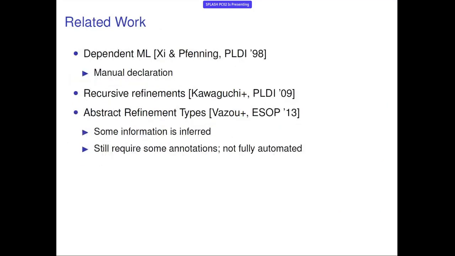Okay, so I'll explain the related work. There is a lot of research using refinement types for program verification, but initially it needed the manual declaration of full types. After that, there are some studies where some type information is inferred automatically. However, they still require some annotations for various properties, and so they are not fully automated.